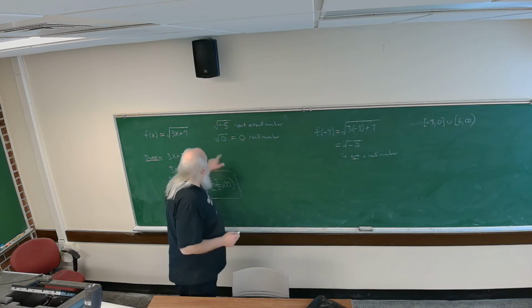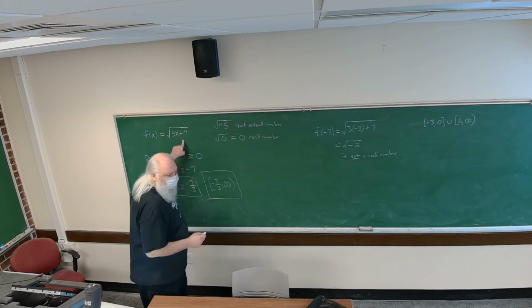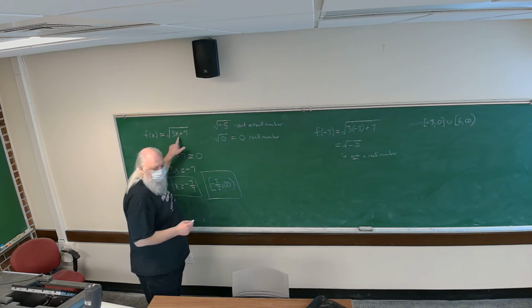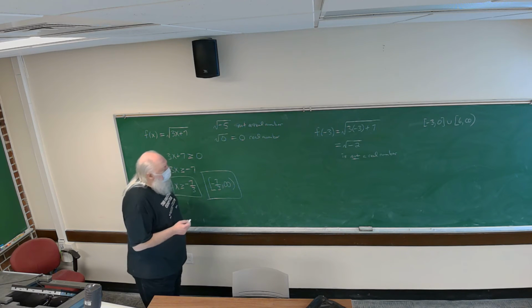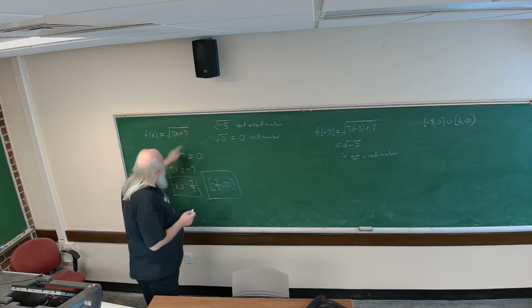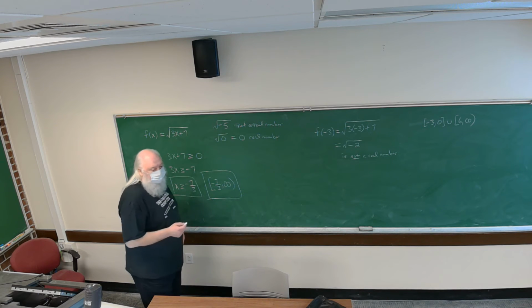So the numbers we put in for x have to make the value of the right-hand side a real number, okay? Not an imaginary number. So we set the radicand greater than or equal to 0.